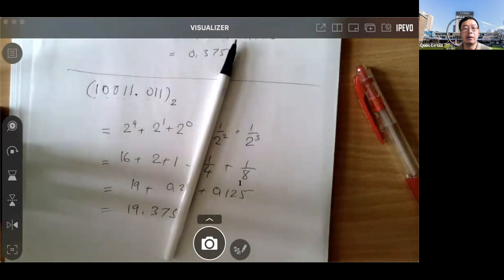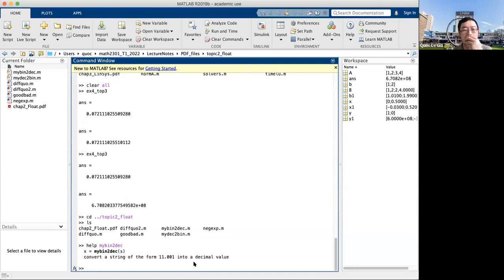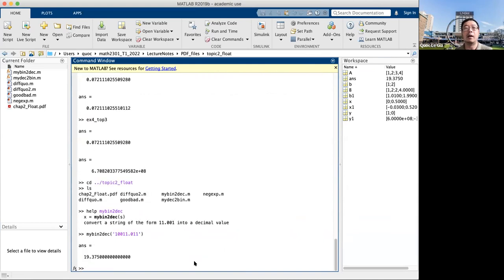So let me go to MATLAB and so my bin to decimal. Let me share my MATLAB. So help my bin to decimal. You have to give the string. So now suppose you give my bin to decimal, then you have to give a string like this: 1 0 0 1 1 dot 0 1 1. There you see, then you got 19.